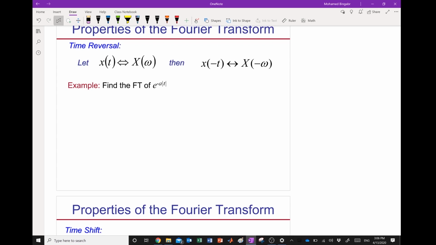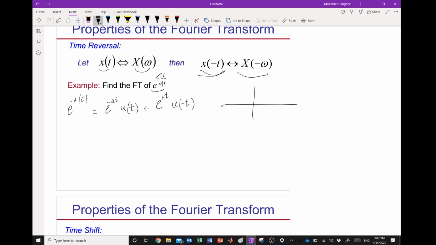Time reversal: if you have x of t and x of omega, now if I rotate the signal around the vertical axis, I rotate the spectrum around omega. And to solve this, for example, if you want to find the Fourier transform of this function, I can express this e to the minus a t. So if I call this x of t and plot it, it will look something like this. This one here describes this portion. This one here describes this portion.